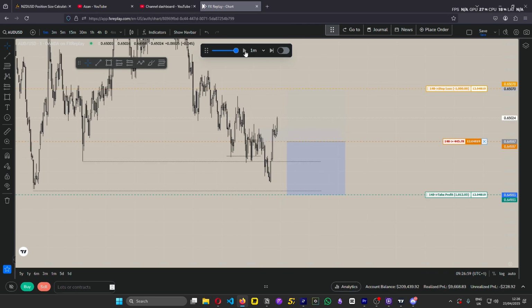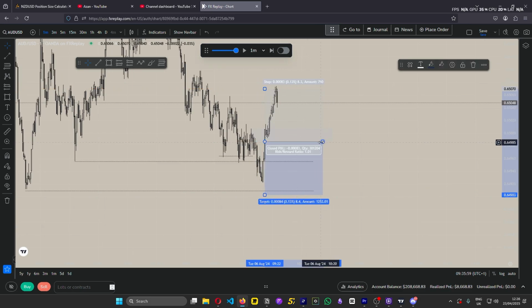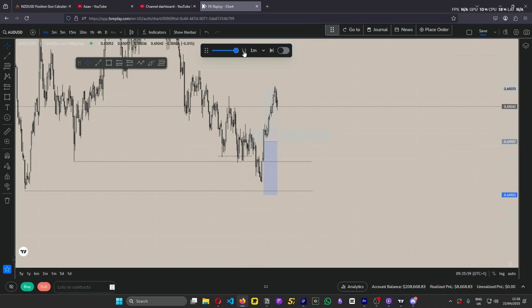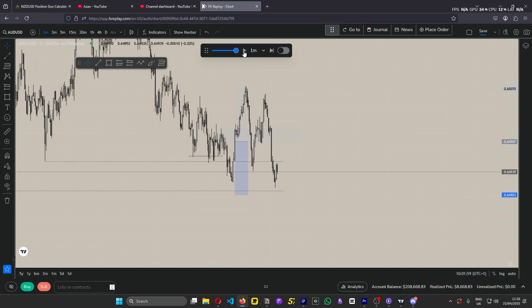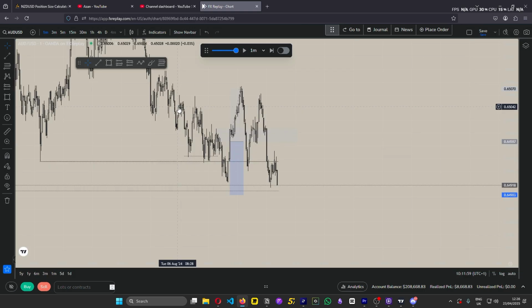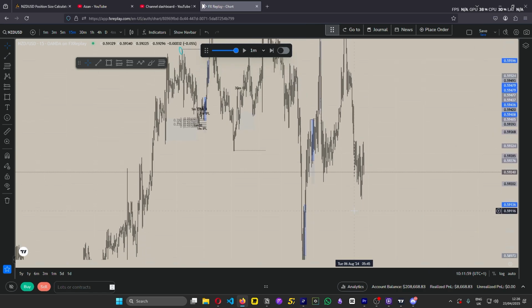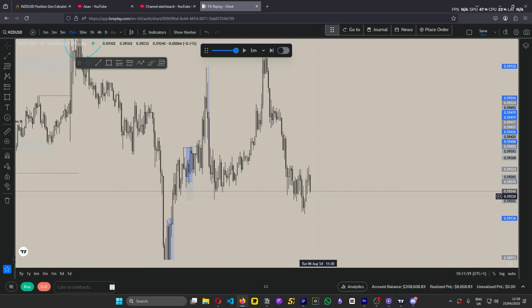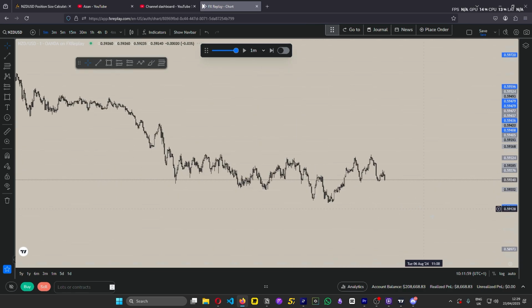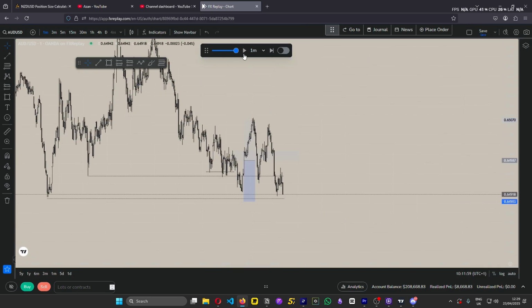Let's see. Maybe I was wrong. Yeah, that looks horrible. 1-to-1. Wow. Okay. That's fair, that's fair. I deserve that. What we see here right now, though, is break of structure, change of character, and then we're starting to see some head and shoulders, I think, here.